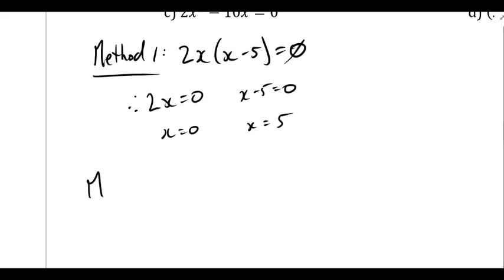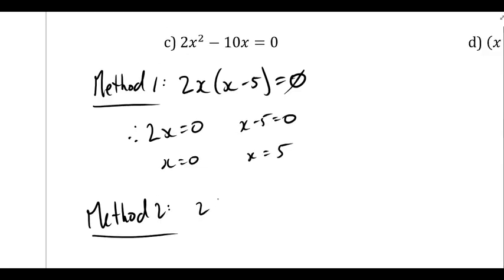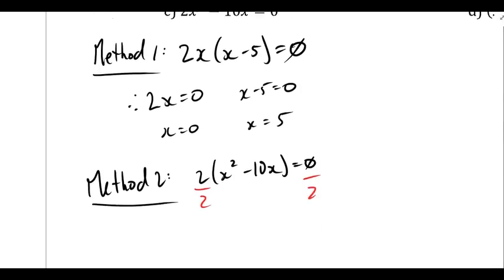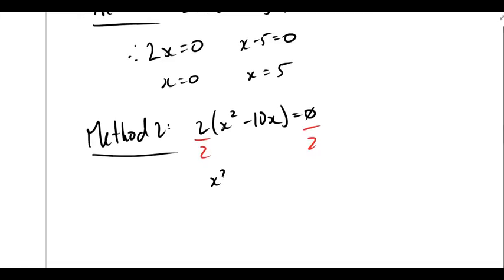Method 2 is hardly different. It's hardly even a different method. But what if I pulled out the 2 first and divided both sides by 2? I end up with x squared minus 5x equals 0. And then I just common factor this.